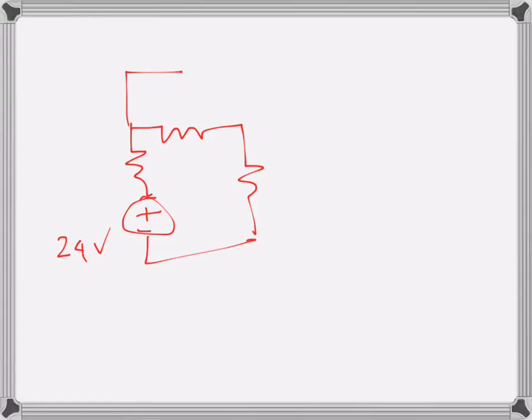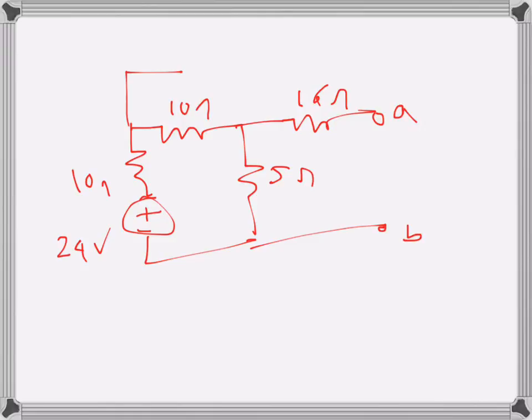So that's 24 volts, 10 ohms, 10 ohms, 5 ohms, and here is 16 ohms, and this is our terminal A, B. Now I want to find the open circuit voltage here, VOC or VAB, whatever. VAB is VOC. So with this arrangement, the current source is gone, so there is no current through that branch, and terminal AB is open, so no current will flow through the 16 ohms resistance as well. So current will be confined only here.